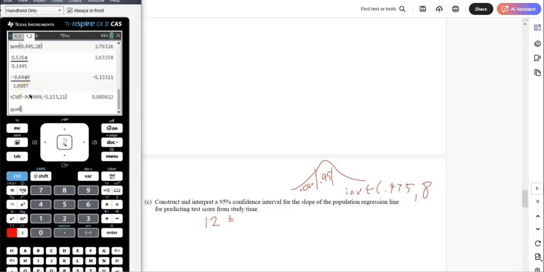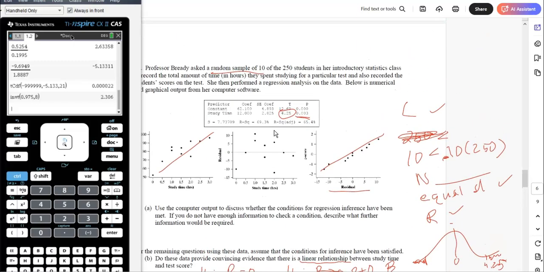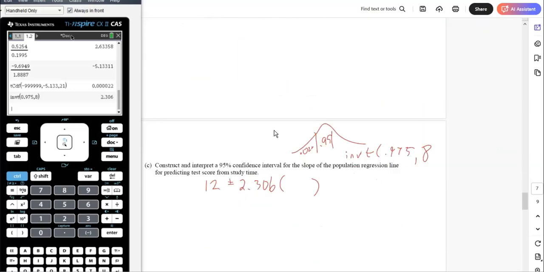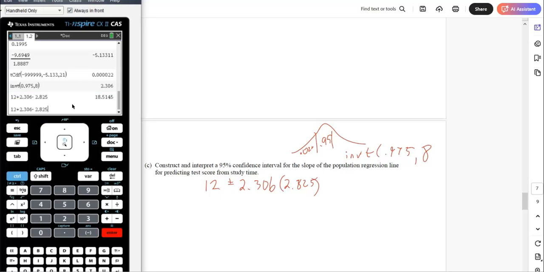So inverse T of 0.975, comma 8, 2.306 times the standard error, which should be listed right here, 2.825. Okay, so this is going to be 12 plus 2.306 times 2.825. And then subtract here.